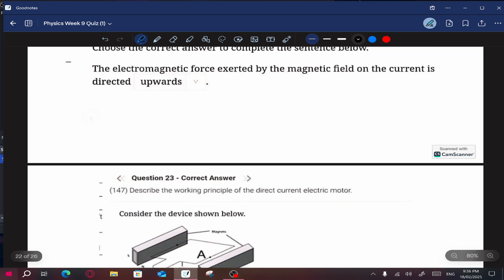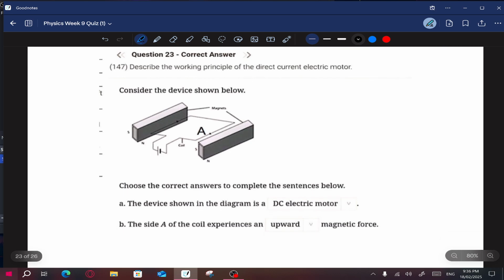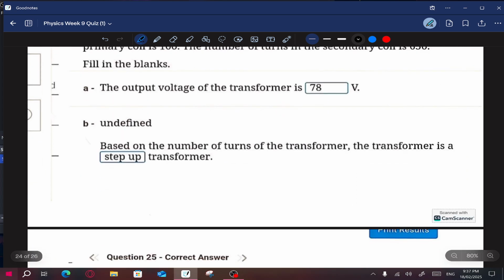Now, the device shown is a DC electric motor because it doesn't have split ring or twin ring commutators, whatever they're called. So it is DC. Side A experiences an upward force. This is another right hand rule. I can't explain it over video, but when I do a face cam review, I will explain the right hand rule. So this is upwards.